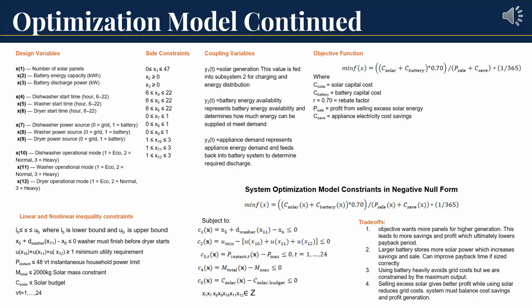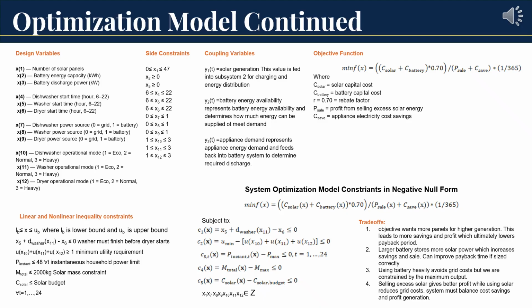Following up, we are manipulating 12 key design variables. These dictate our physical hardware, specifically the number of solar panels and the battery's capacity, as well as our behavioral schedule, determining exactly when our major appliances run, what operational mode they use, and whether they draw from the battery or the grid. These three subsystems are deeply coupled. Solar generation feeds the battery, which in turn supplies the appliance demand. Our primary objective here is to minimize the system's overall payback period.